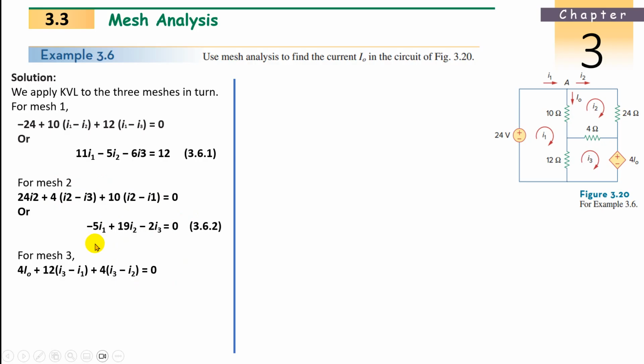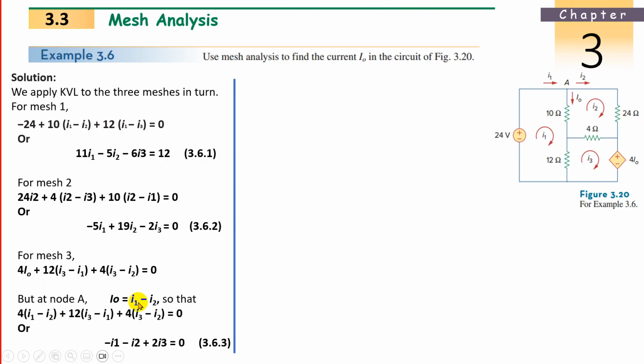Now for mesh 3, what is it? I am starting with 4 I0, so it is entering the current. So plus 4 I0 plus 12 I3 minus I1 plus 4 I3 minus I2 equal to 0. Now substitute I0, which is nothing but I1 minus I2. So substitute 4 I1 minus I2, open this equation and rearrange: minus I1 minus I2 plus 2 I3 equal to 0. So those three are the equations.